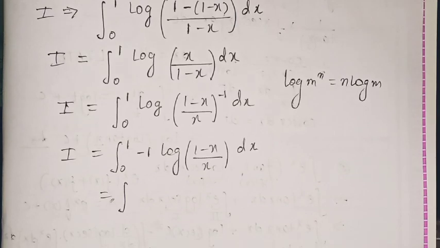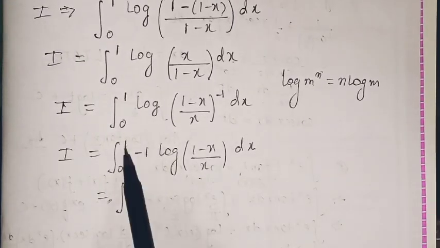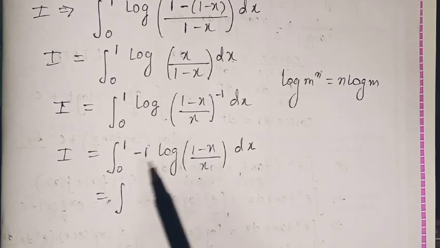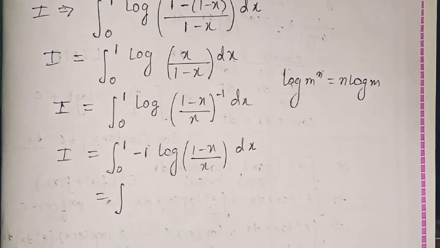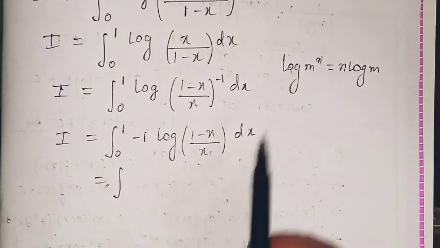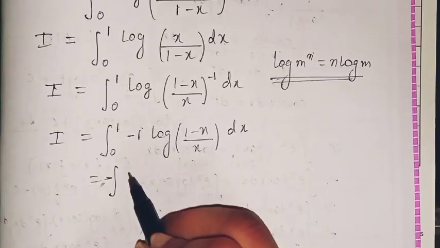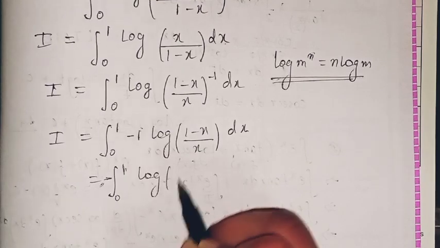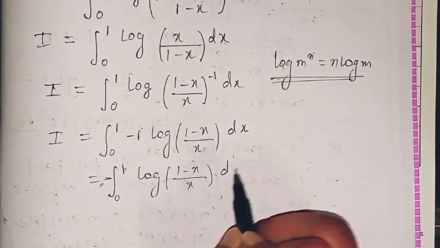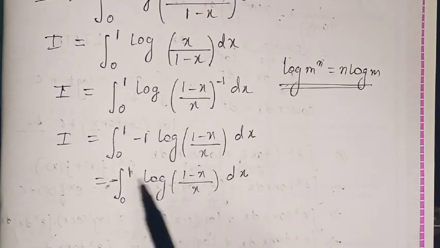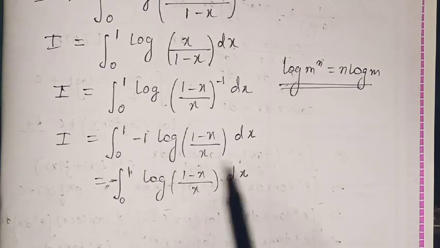Oh, sorry, you couldn't see this. See, what I did is I took this minus 1 in front of this log. It becomes minus 1 log (1 minus x) divided by x dx by this formula. So minus comes out, 0 to 1 log (1 minus x) divided by x dx. Now if you notice, this is the same value. This is I. From the very starting, I had to keep it equal to I only.